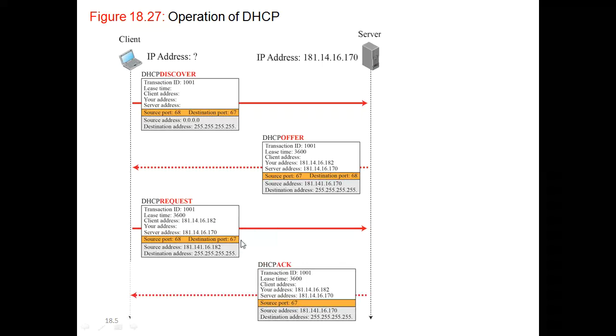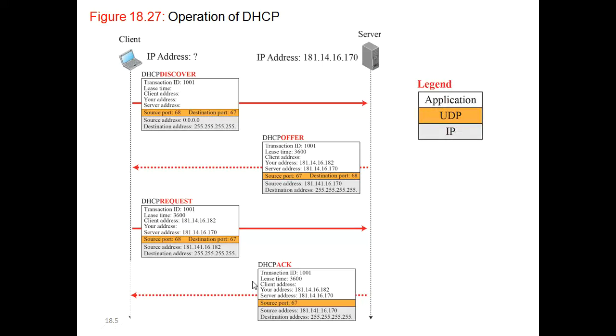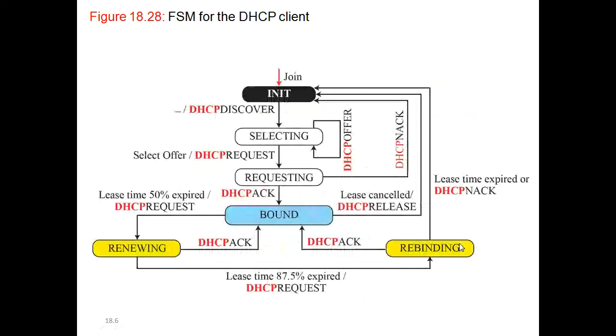For the sent request, the DHCP server will send the positive acknowledgement as DHCP acknowledgement. In this, the transaction ID is there, lease time is there, client address, your address, server address, source port, source address, destination address. All this information is available for a request. This will work in the application layer, UDP layer, IP layer. Only partial information is given here, not complete information.